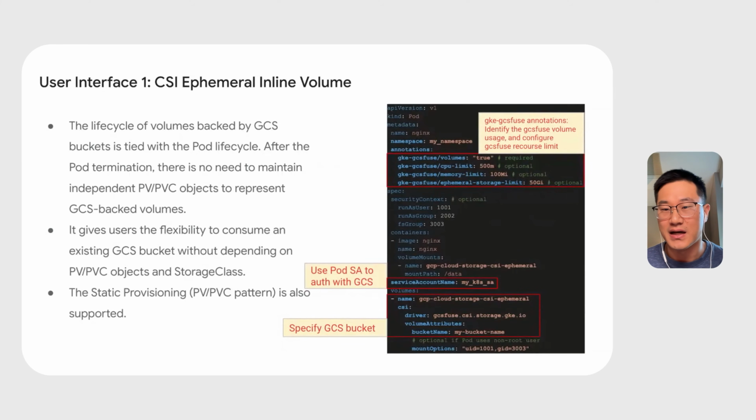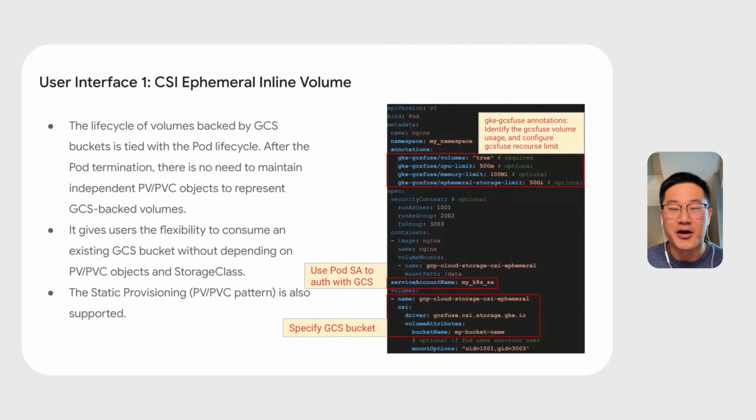But with this interface, the lifecycle of volumes backed by the bucket is tied with the pod lifecycle. So after the pod termination, there is no need to maintain independent PV/PVC objects to represent the volumes in your Kubernetes system. So it gives users the flexibility to consume a bucket without depending on any PV/PVC objects or storage class.